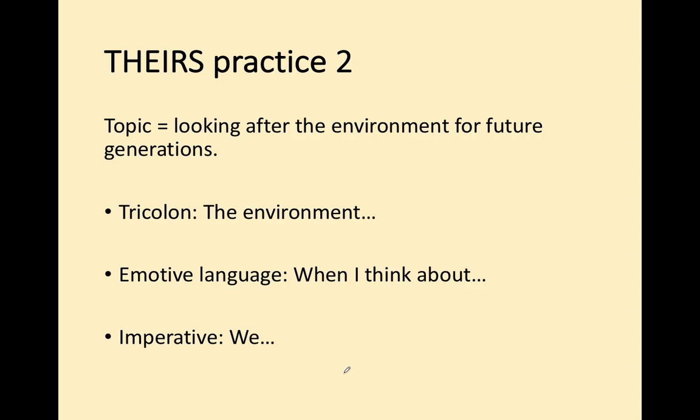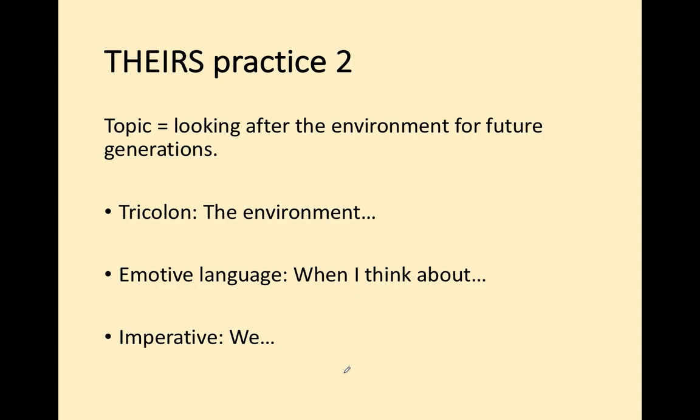Alright, so hopefully you've now paused and you've written down a tricolon, an emotive language, and an imperative about the environment. So what could you have had then? For tricolon, you could have had something like the environment is essential, vital, and of great importance for us as human beings. That'd be 3 things to describe the environment as a tricolon.